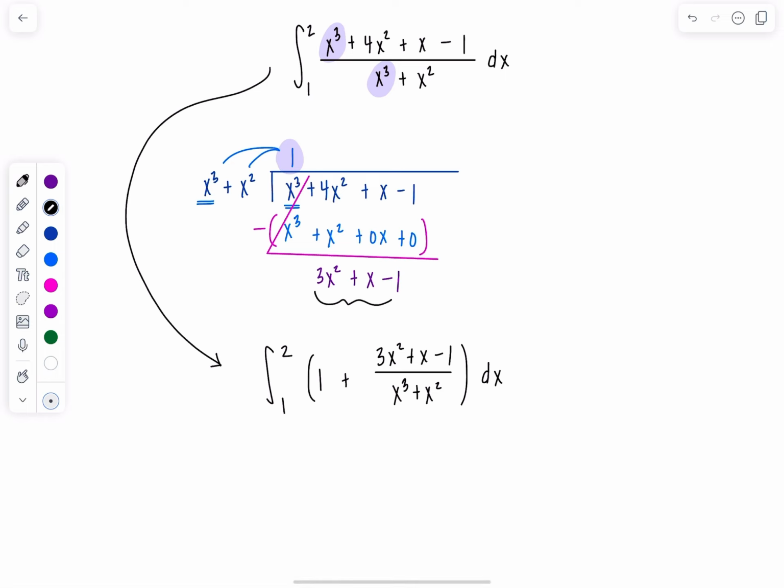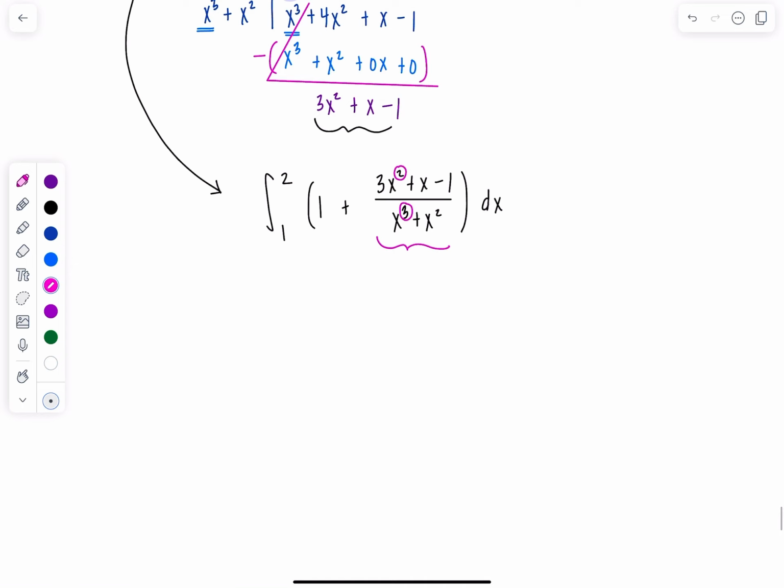Now we can perform partial fraction decomposition on this term. Notice the degree of the numerator is 2 and the degree of the denominator is 3. The bottom always has to be higher degree when you do your partial fractions. So let's hop to it. Partial fraction decomp time. I'm going to take a little break from the integral for a second. We have 3x squared plus x minus 1 over, and I have to factor the denominator. I can take out an x squared, and then I'm left with x plus 1.